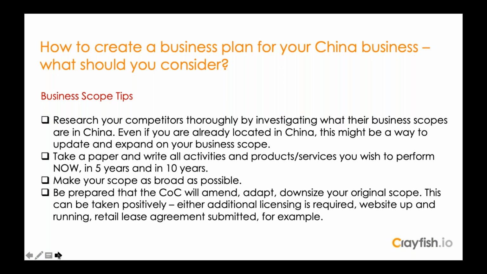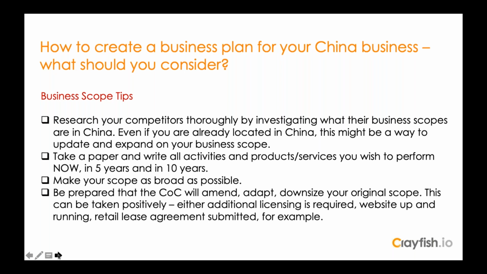Now, if you have no competitors in the market, which is really hard to imagine because I'm sure there are a lot of Chinese companies established in the market doing similar activities, use those companies as a starting point to draft what you want to do. Take a paper and write all the activities that you want to perform, both now, so you should have 3 columns: now, in 5 years, and in 10 years. Because the goal is that you want to have as broad a business scope as possible so that you don't have to make changes down the line.